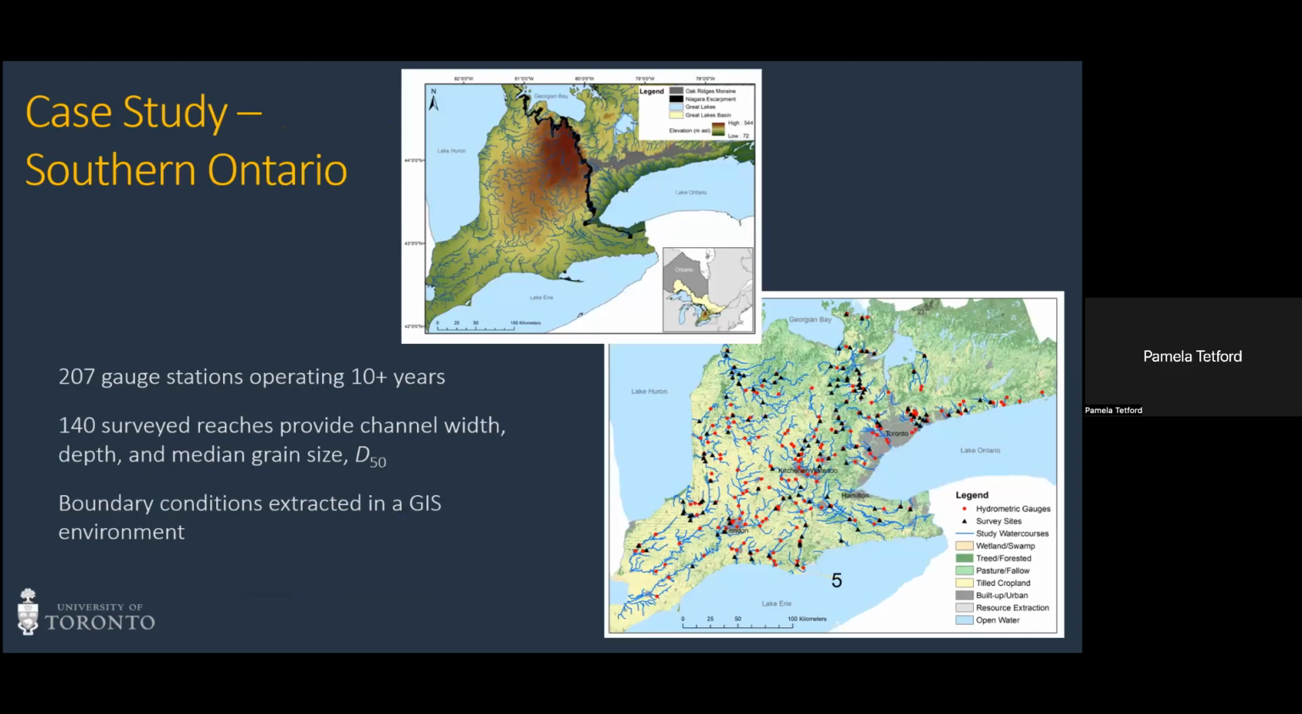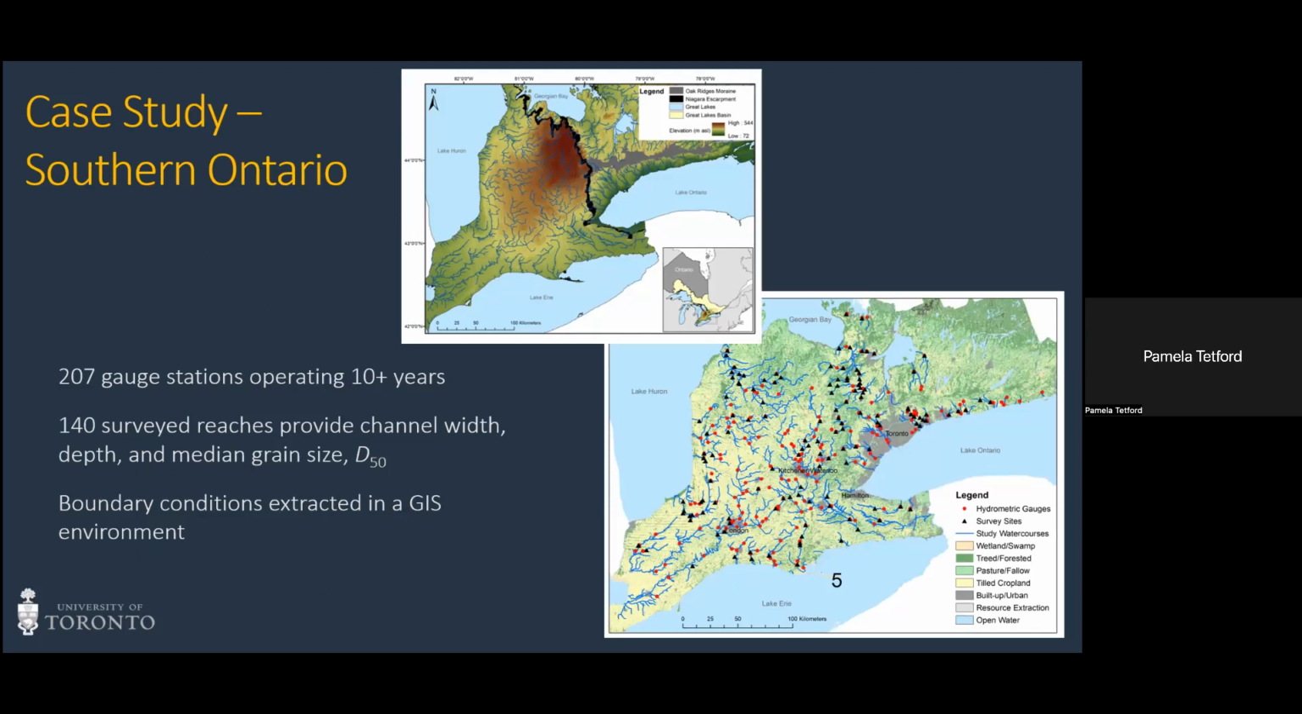For our study, we used 207 gauge stations around Southern Ontario that have been operating for at least 10 years of continuous data. We have 140 surveyed sites in river reaches that provide us channel width measurements, depth, and then the median grain size, the D50, which is important for determining the friction within the channel itself.